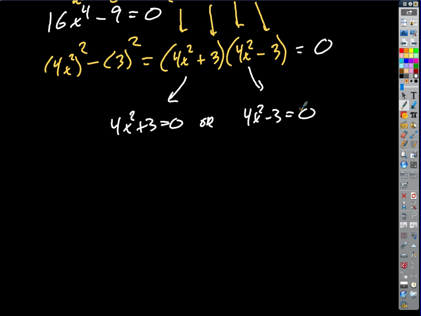Okay, so what are the steps to solve for x there? Subtract 3 and then divide by 4. So that's going to give me x squared equals negative 3/4. Now what? Or sorry, x to the 2, not x to the 4. Okay?